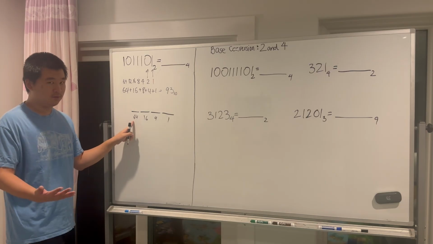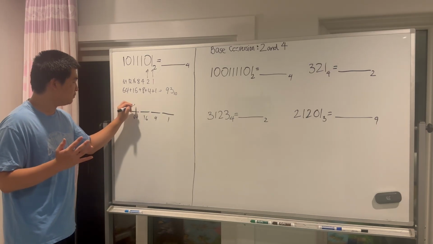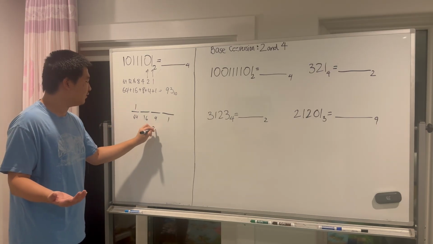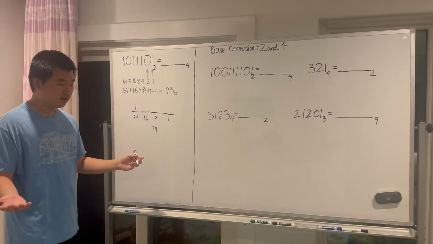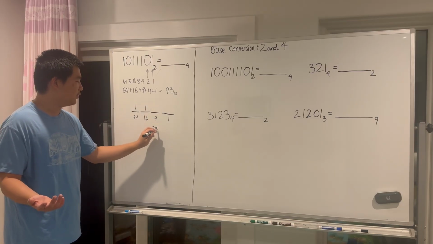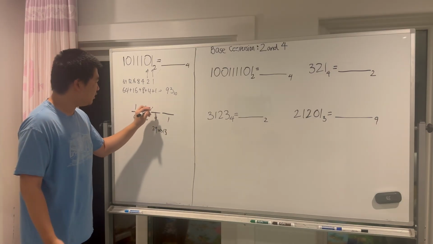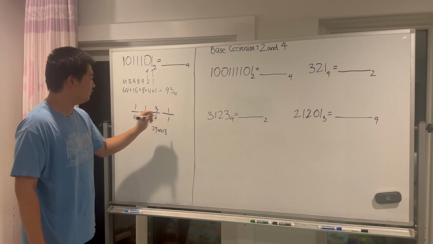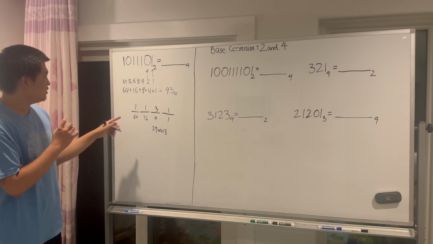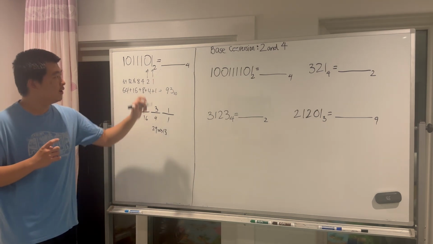Now how many 64s go into 93? Just 1. And after that, we have a leftover value of 29. How many 16s go into 29? Just 1. And we have 13. Then how many 4s go into 13? 3. And then we have 1 left over. So what we think is that it translates to 1131 in base 4.